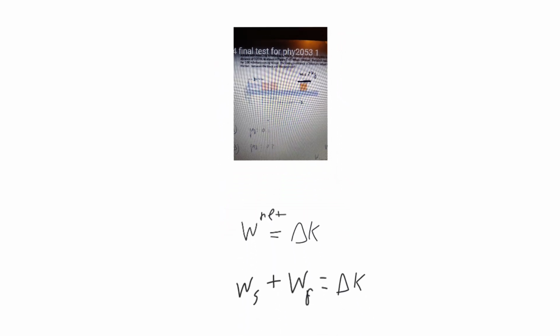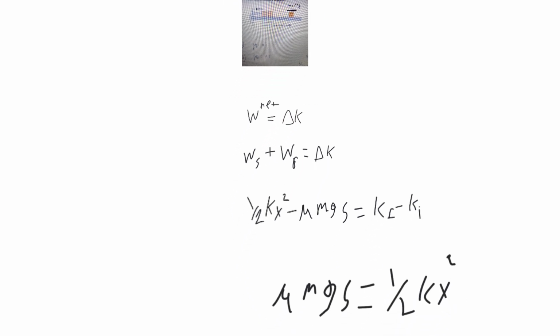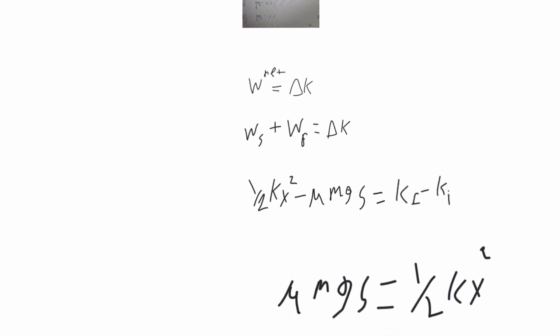So they're asking us to find the coefficient of kinetic friction. Okay, so to find that, we have to find mu basically. We know that the net work is equal to the change in kinetic energy. Now the net work is going to be the work of the spring plus the work of the friction.